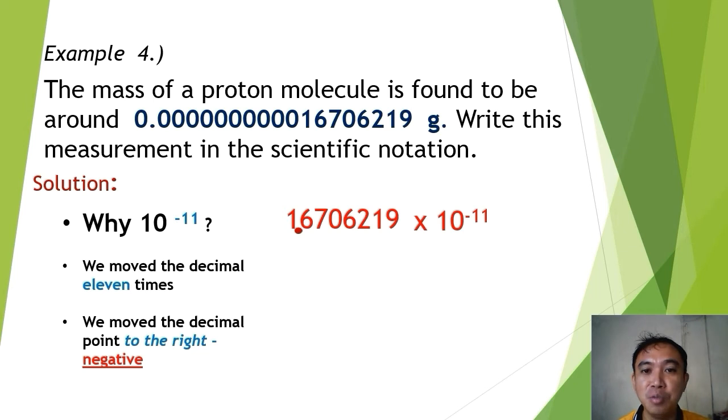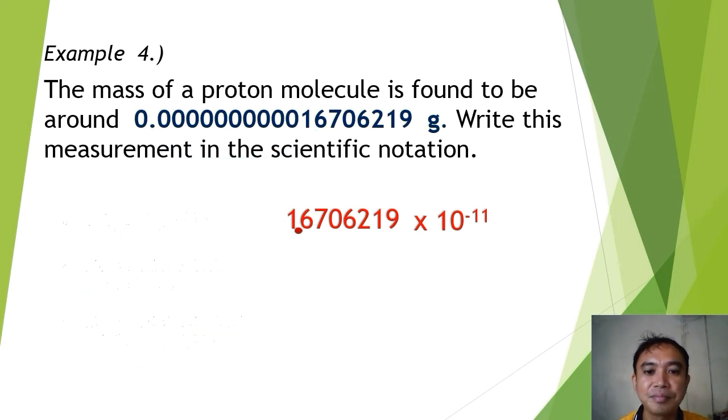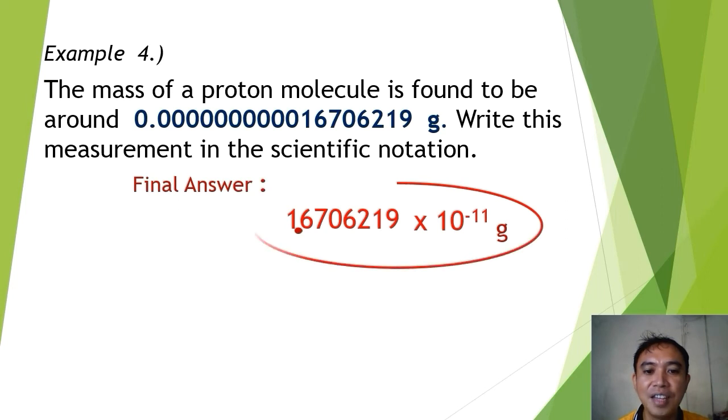Again, because we moved our decimal point 11 times, and we moved our decimal point to the right. So as the rule said, when we move our decimal point to the right, the exponent would be negative. So your final answer would be 1.6706 times 10 to the power of negative 11 grams. So do not forget to indicate the unit gram.